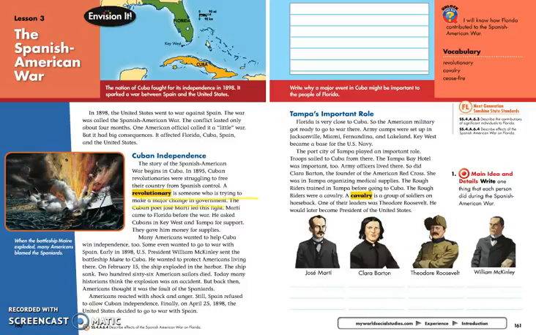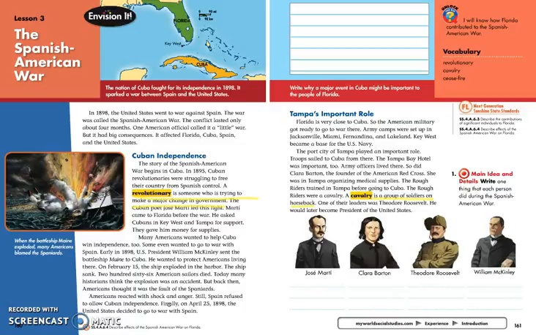The Rough Riders trained in Tampa before they went to Cuba. The Rough Riders were a cavalry. A cavalry is a group of soldiers on horseback. We still have cavalries today. One of their leaders was Theodore Roosevelt. He would later become president of the United States of America.